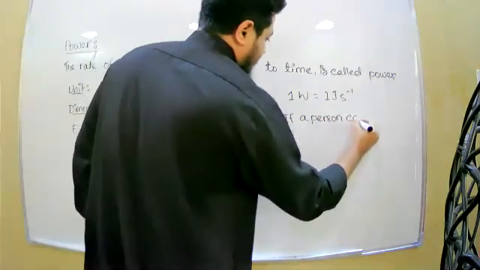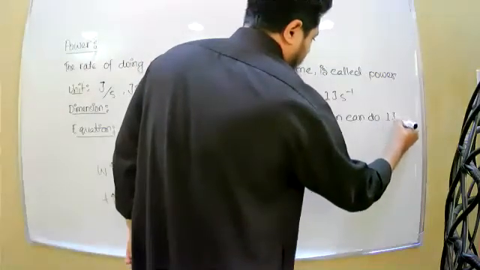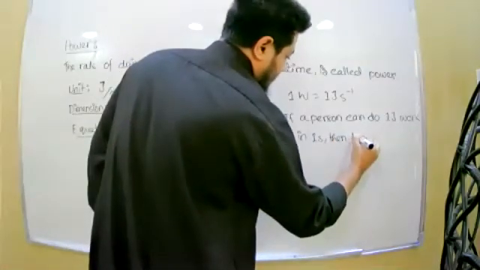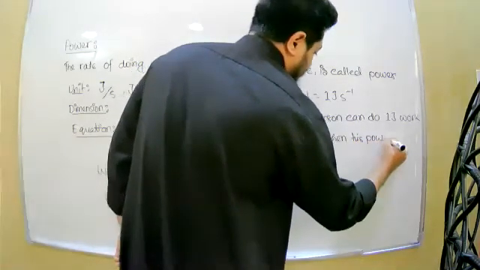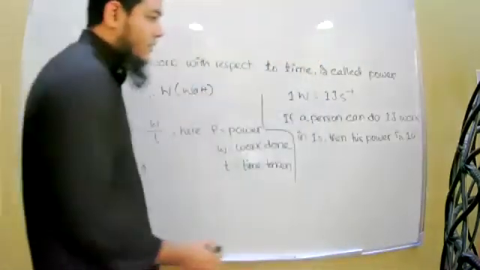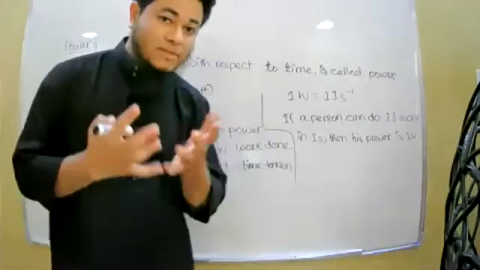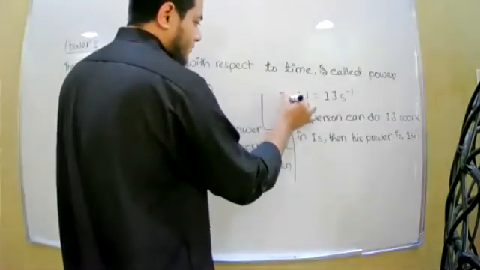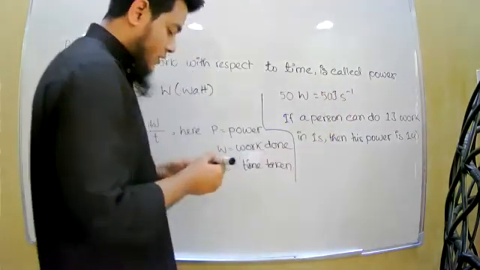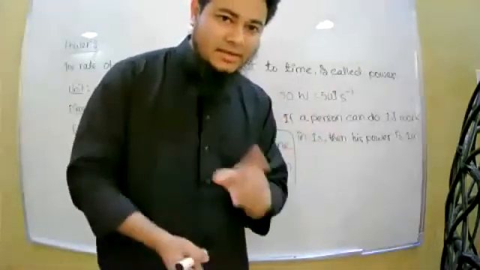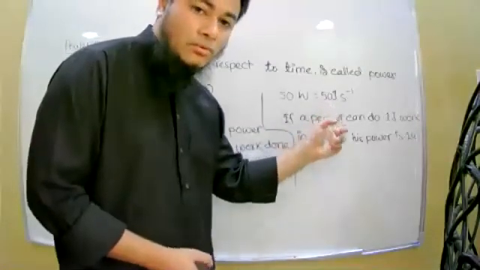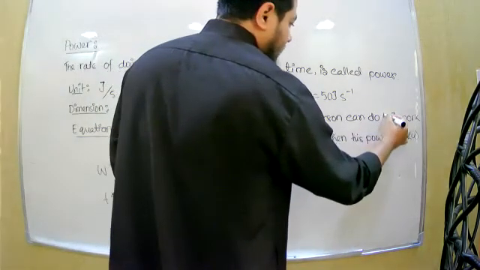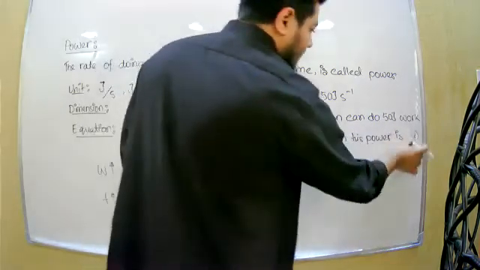From here we can write: if a person can do 1 joule work in 1 second, then his power is 1 watt. From here you can write the definition, or sometimes I give you a question like this: what do you understand by 50 watt? Okay, if I give you 50 watt here, then you will write it 50 joule per second, correct? That means per second means in 1 second how much work he will be doing now? 50. So that time we will write if a person can do 50 joule of work in 1 second, then his power is 50 watt.